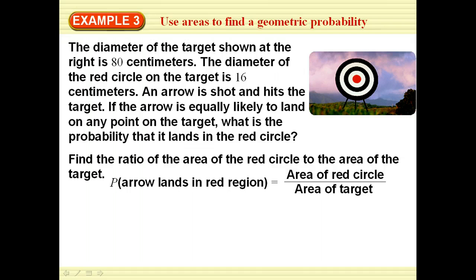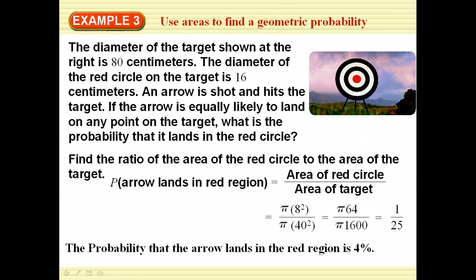Now, I need to think about the area of the red circle. In the area of the red circle, the radius, since the diameter is 16, the radius is 8. And for the target altogether, the radius will be 40. So we have pi times 8 squared over pi times 40 squared, which comes out to be 1/25, which is about a 4% chance of that happening.